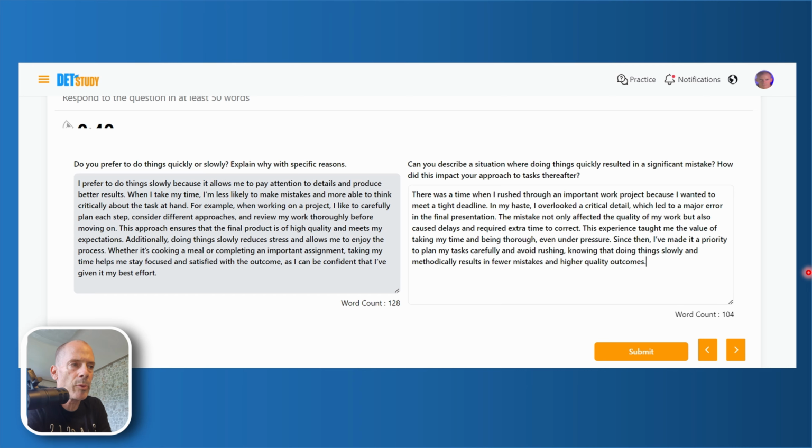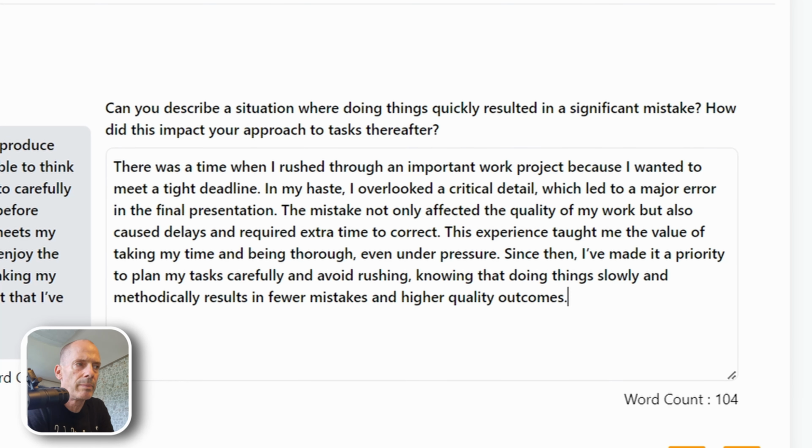Moving on to the follow-up question, can you describe a situation where doing things quickly resulted in a significant mistake? How does this impact your approach to the tasks thereafter? A big mistake. We have to talk about the mistake. There was a time when I rushed through an important work project because I wanted to meet a tight deadline. In my haste, that means doing it quickly, I overlooked a critical detail which led to a major error in the final presentation.